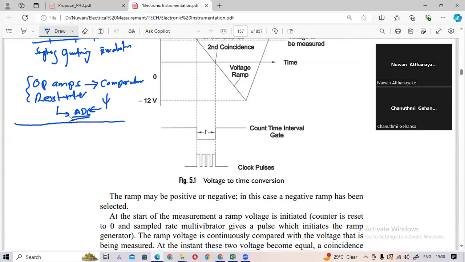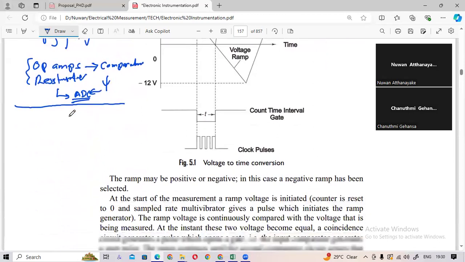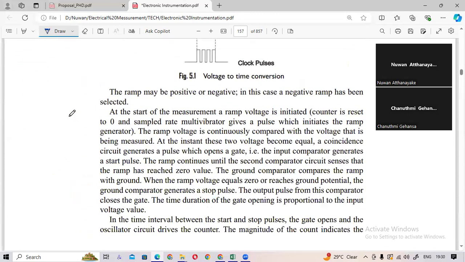Actually these instruments are in our LOs, so we have to learn these things, but not deeply. We no need to learn the design of ADC, but we should have a simple understanding. If you consider ADC, analog digital converter, I have no time to explain these things, so I will quickly explain.